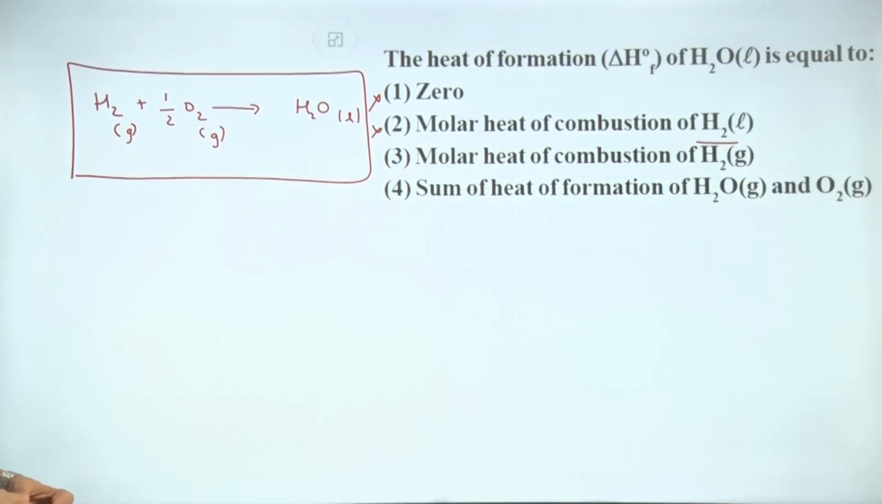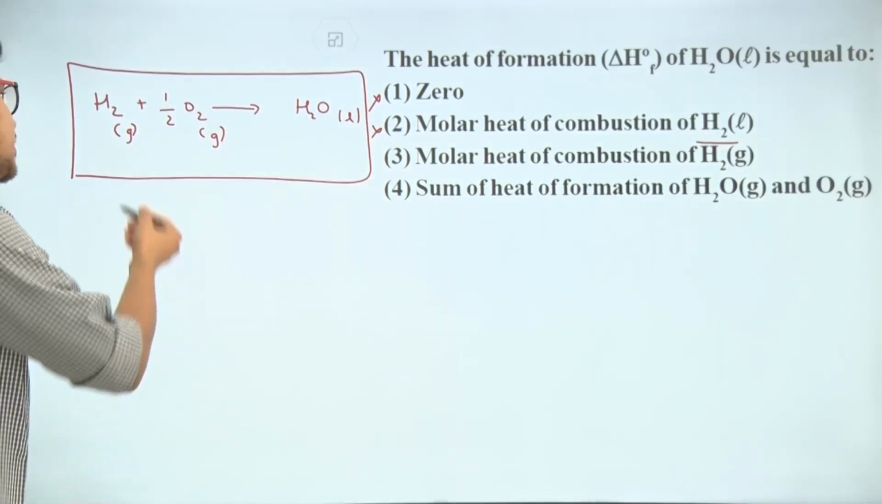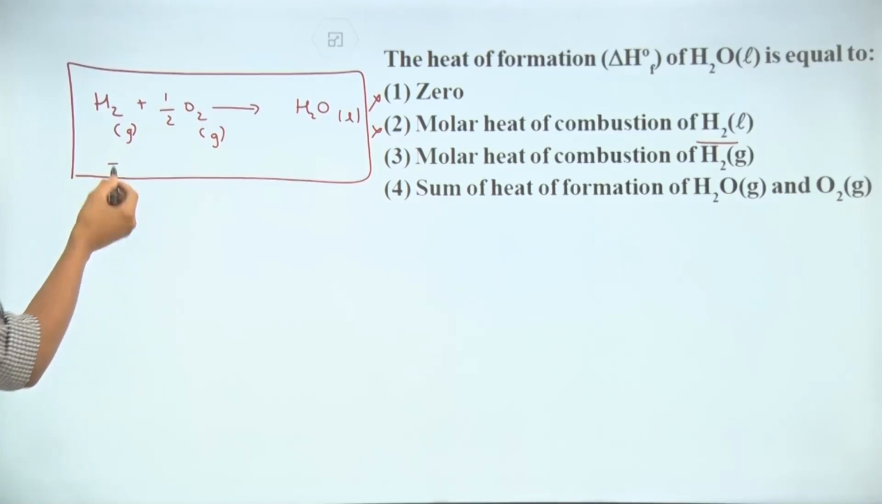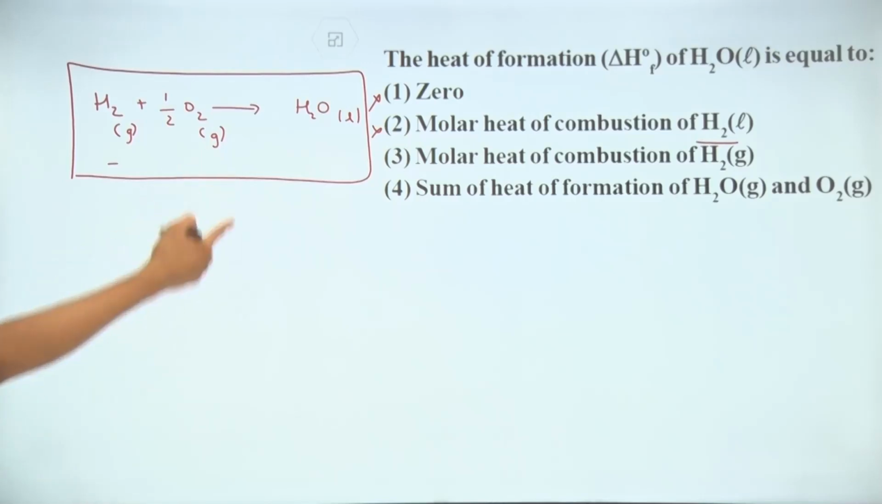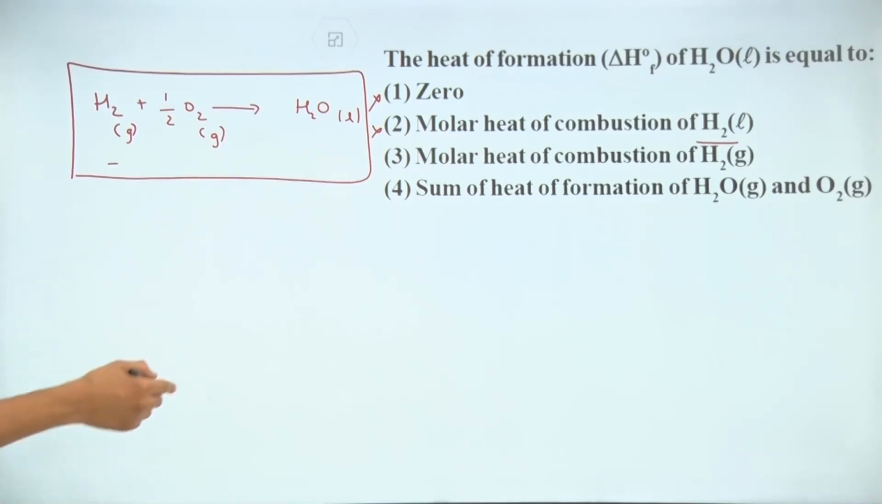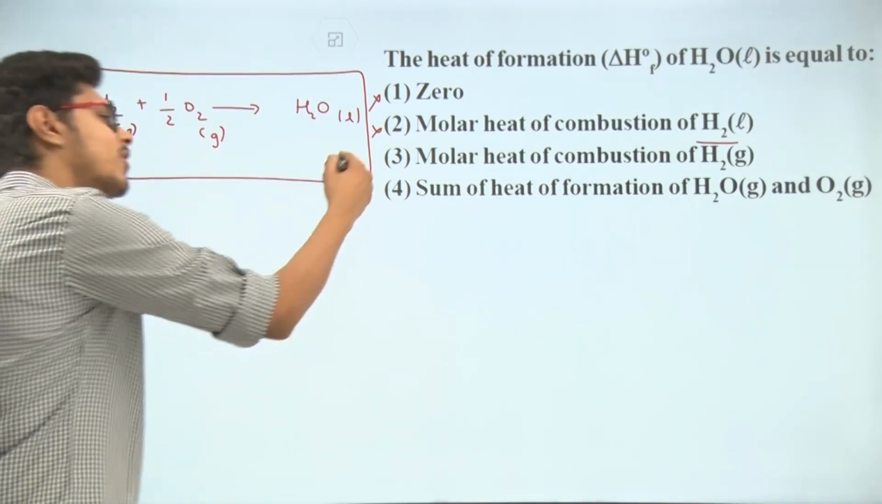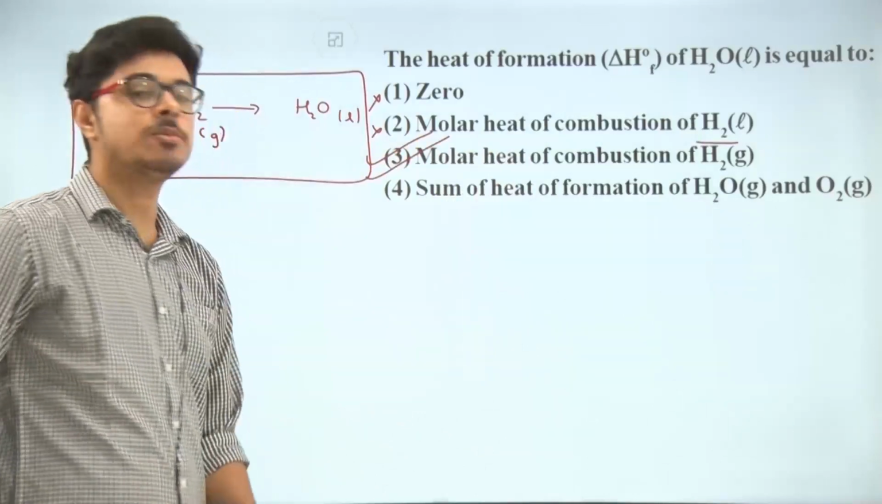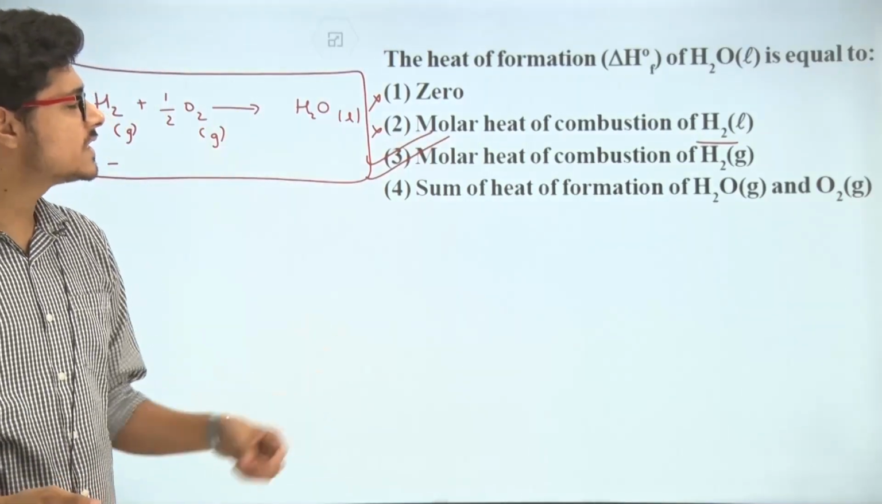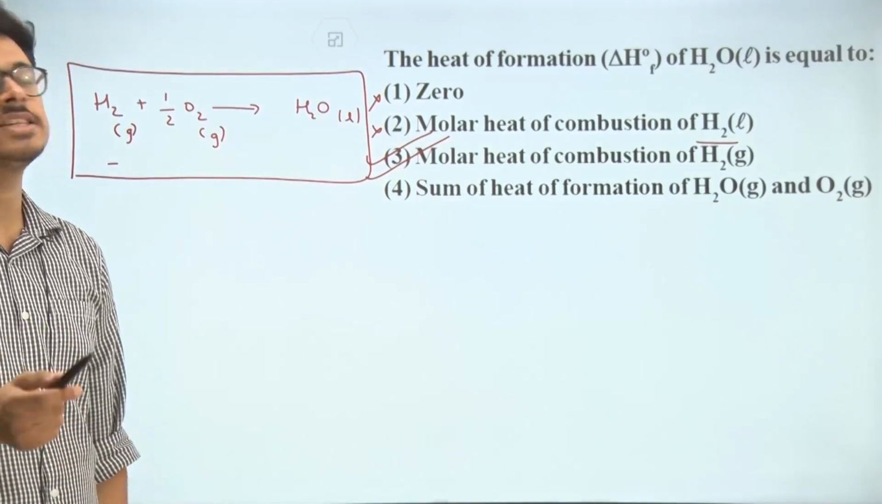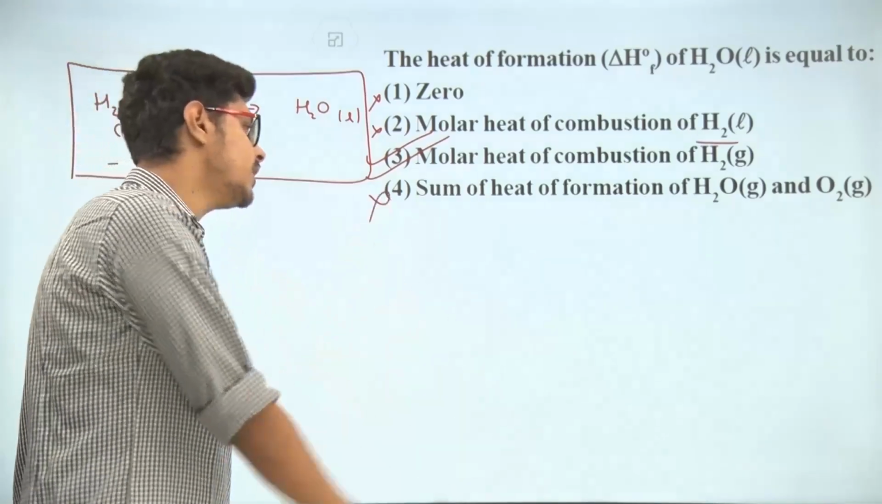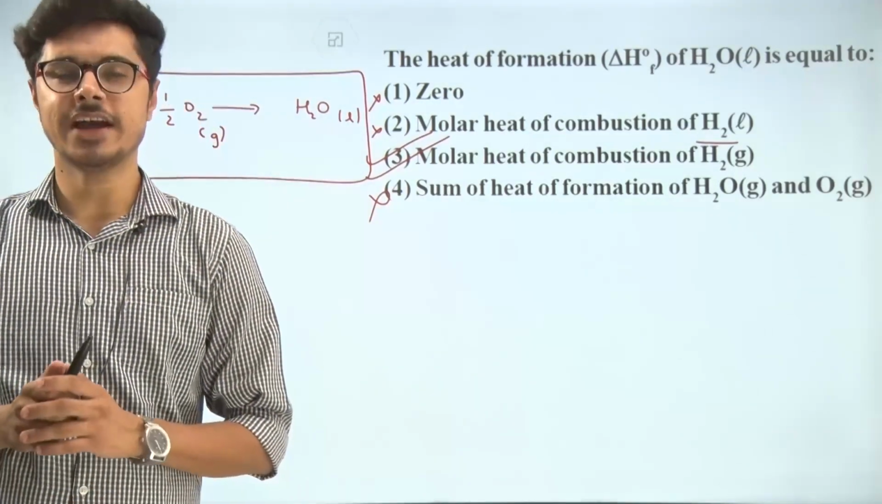Now if you see the third option, molar heat of combustion of H2 gas. Here you will see that 1 mole of compound is being burnt completely in the presence of excess oxygen. So this will be equal to the molar heat of combustion of H2 gas, and that will be equal to the heat of formation of H2O liquid. So our option number 3 will be the correct option. Now look at option number 4 also, sum of heat of formation of H2O gas and O2. This will not be the correct one. Our option number 3 will be the correct option.